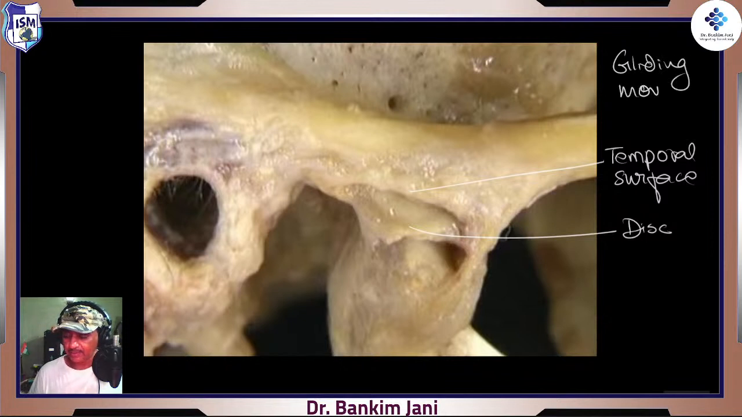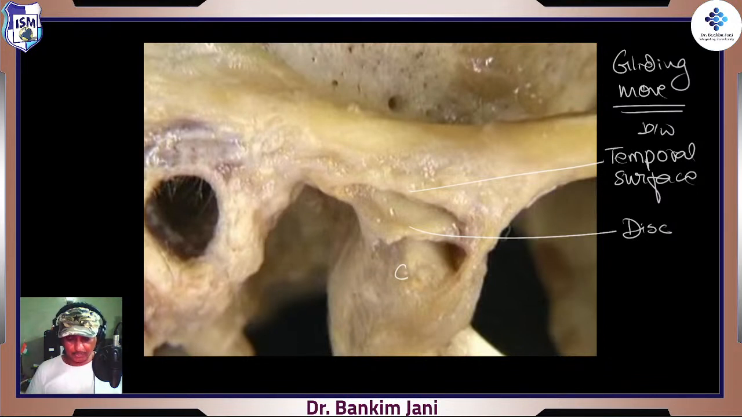So think of it like this. When it is the gliding movement, then the whole condyle is taken in front. This is the condyle. So then this disc will take the whole condyle and the whole assembly forward and backward. And when it is only the hinge movement, that hinge movement would occur over here. As such, when we chew, when we speak, it is a combination of all of them.